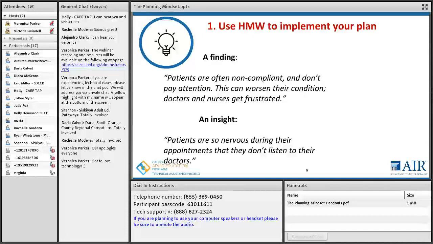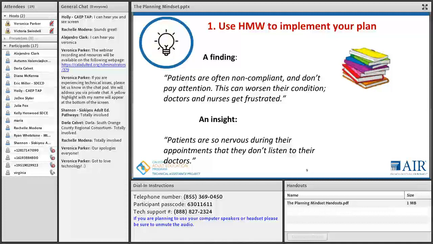When you use the how might we question to implement your plan, I want to dive a little bit more deeply into the difference between a finding, like the findings we showed on the previous page, that the function of the transition specialist isn't very well understood, and an insight that you can gain after you start using how might we questions. So this is an example from the medical profession. A finding is that patients are often non-compliant and don't pay attention. This can worsen their condition, and doctors and nurses get frustrated. That's a finding. An insight might be that patients are so nervous during their appointments that they don't listen to their doctors.